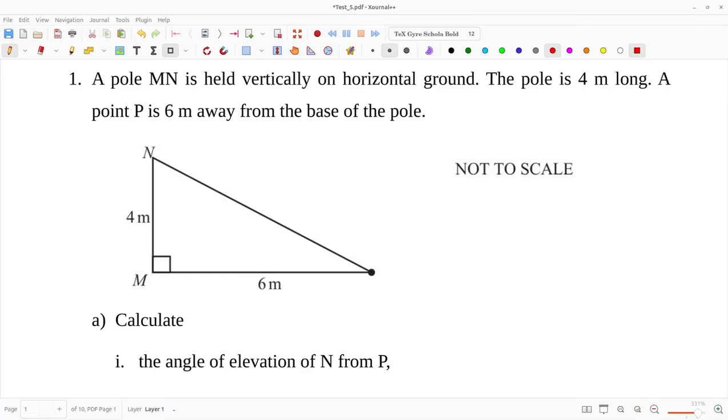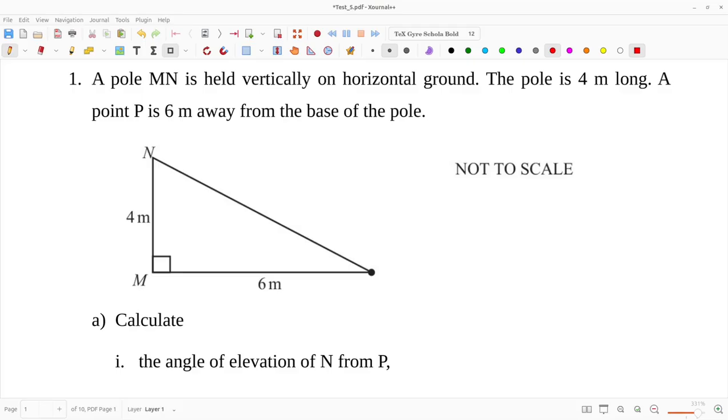In this video, we are going to solve the following questions on trigonometry. The first question is on the concept of elevation and depression. Let's check the question.